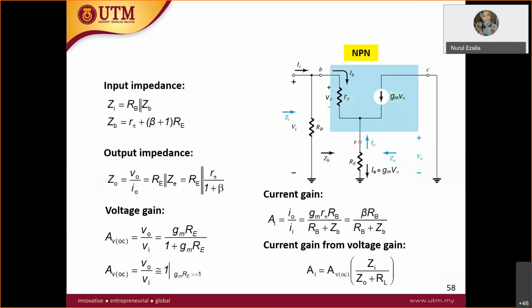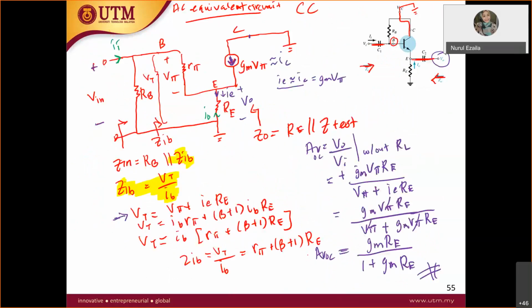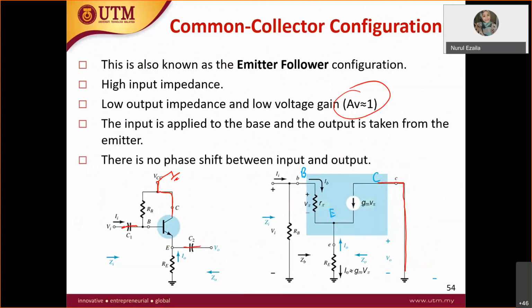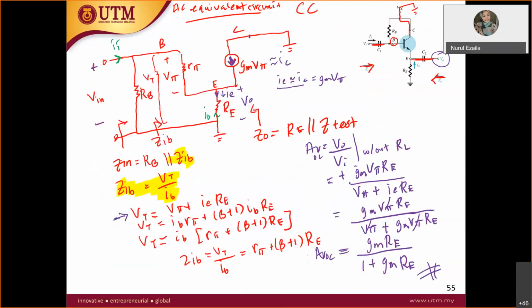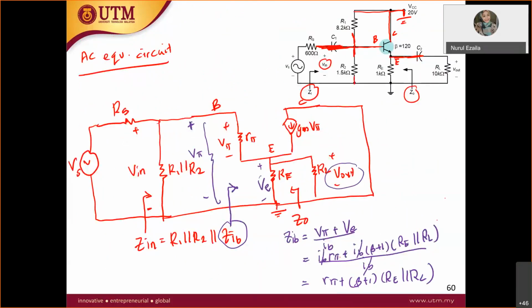In this circuit derivation, we didn't have RL over there. Therefore, for the Z in B, it's just up to RE. No RL. But if you have RL, then you have to parallel with RL. Are you all clear with that?